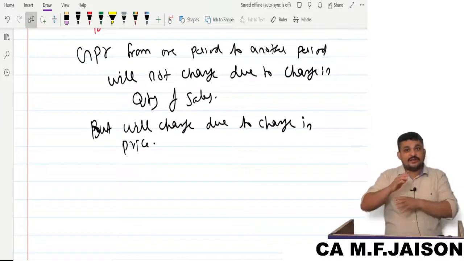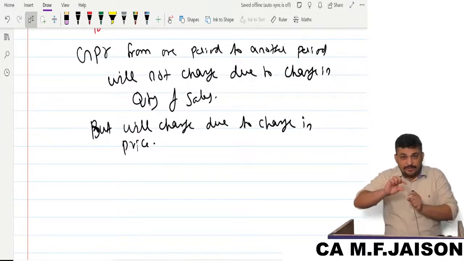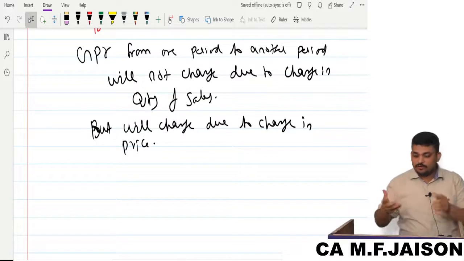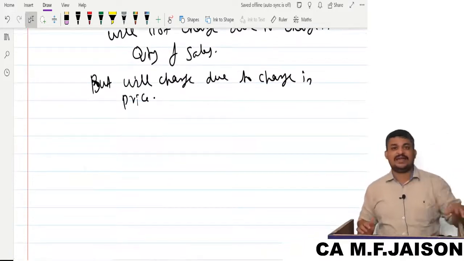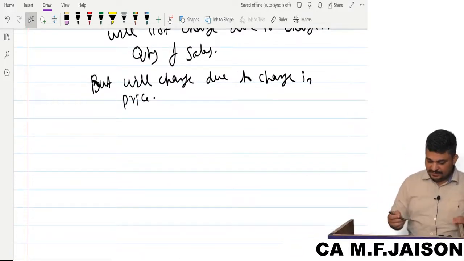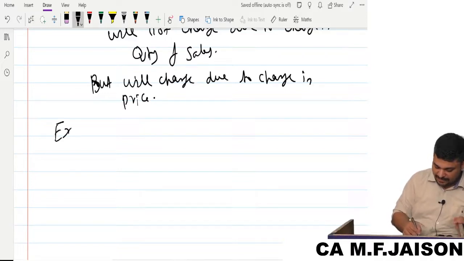Now how to consider if price is changed, what do I do, sir? Then you may have to find a different GPR for this. You may have to make some adjustment to the GPR. So how to make the adjustment? Let me demonstrate directly, my dear friends. Okay, so let me take some demonstrations. Example number 1.